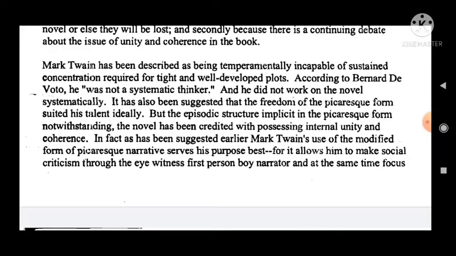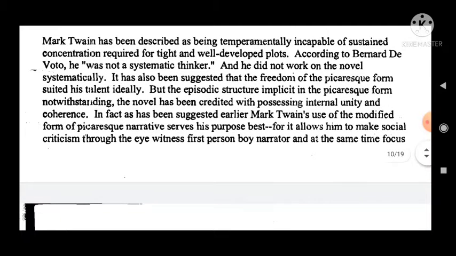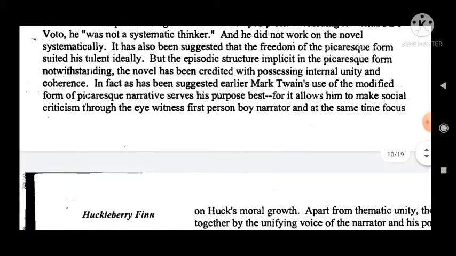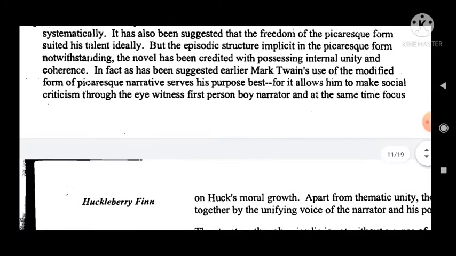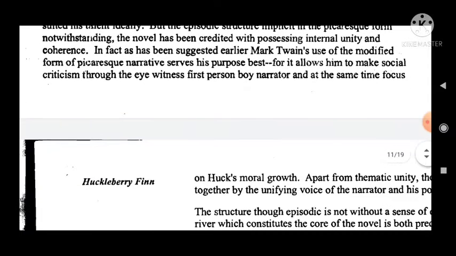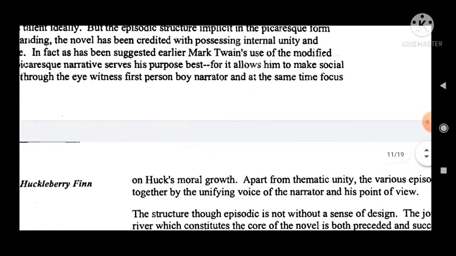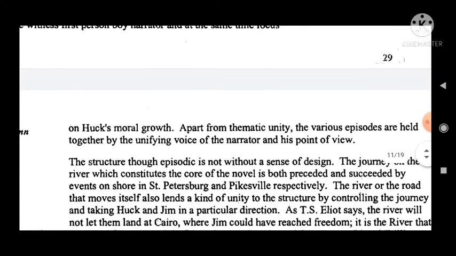It has also been suggested that the freedom of the picaresque form suited his talent ideally. But the episodic structure implicit in the picaresque form notwithstanding, the novel has been credited with possessing internal unity and coherence. In fact, as has been suggested earlier, Mark Twain's use of the modified form of picaresque narrative serves his purpose best, for it allows him to make social criticism through the eyewitness first-person boy narrator and at the same time focus on Huck's moral growth.